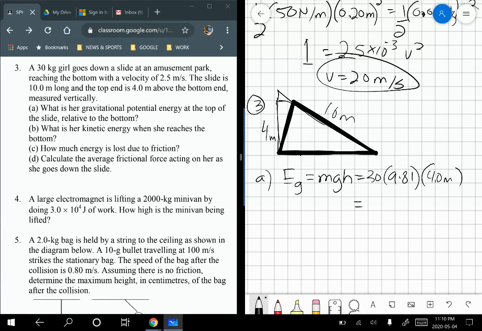So I got 30 times 9.81 times 4. It gives me 1177.2 joules of energy. B says, what's her kinetic energy at the bottom?